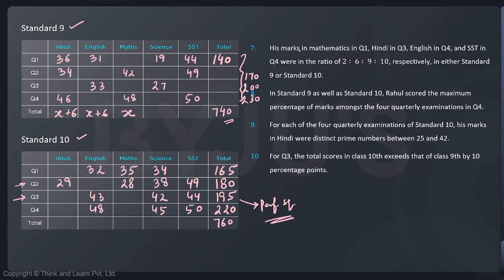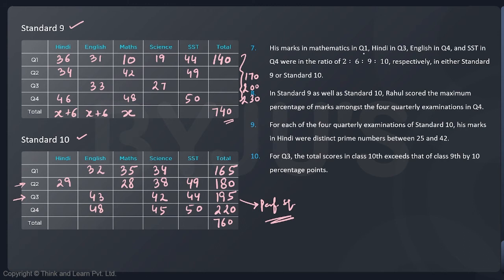Let's look at this. His marks in mathematics in quarter one. His marks in mathematics in quarter one, that means this number, right? And this number we can easily calculate, guys, if you just check it once. 36, 31, 19, 44, subtract it from 140. 36 plus 31 is 67. 67 plus 19 is 86. 86 plus 44 is 130. So this score is equal to 10. So this we have easily been able to calculate. So his marks in mathematics in quarter one is 10. Oh, it can be 35 as well. We don't know which standard he is talking about.